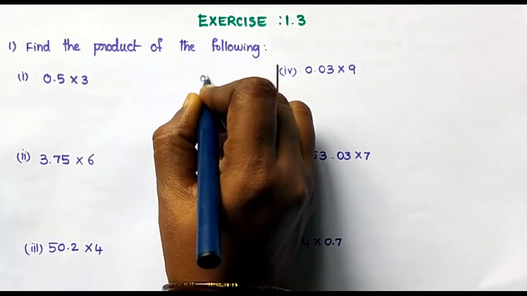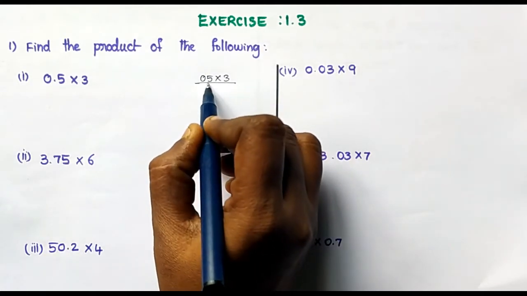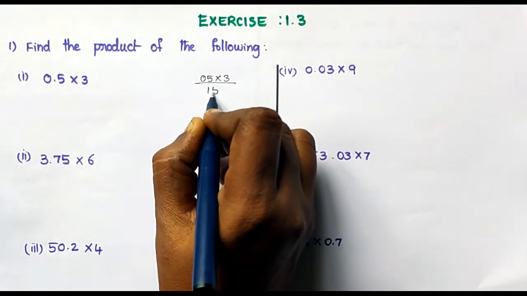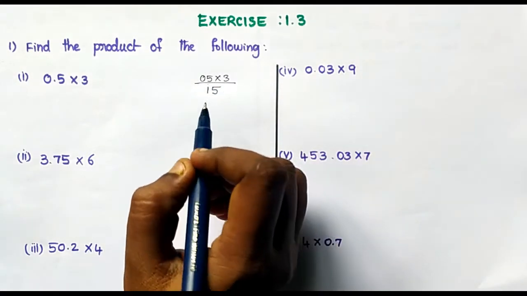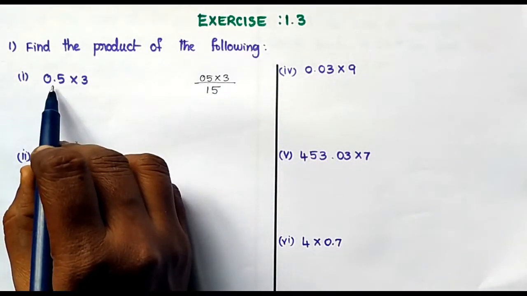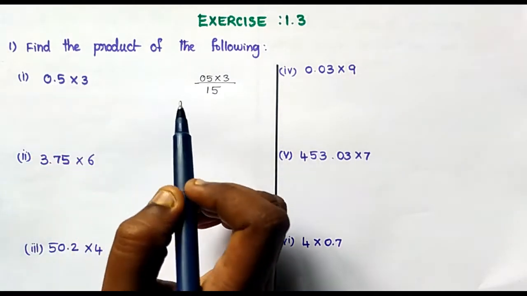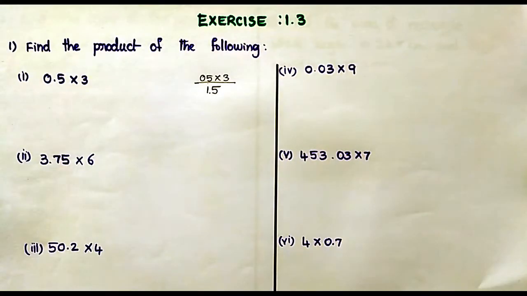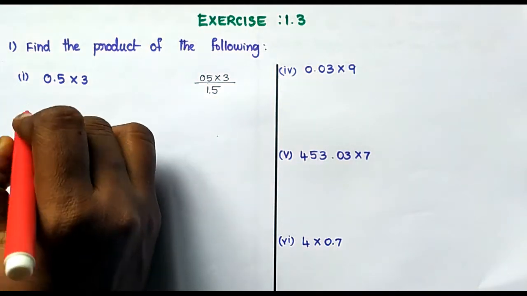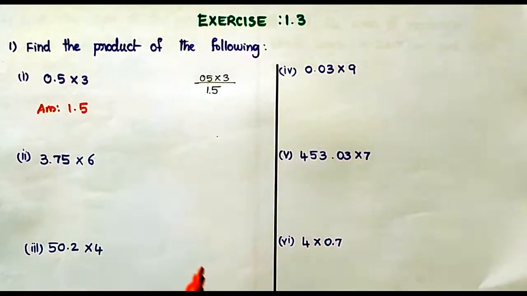0.5 into 3. First multiply without the decimal point. 5 3s are 15. So 0 into 3, 0. Here one digit before, we have to keep the point. So 1.5 is the answer. So answer 1.5.